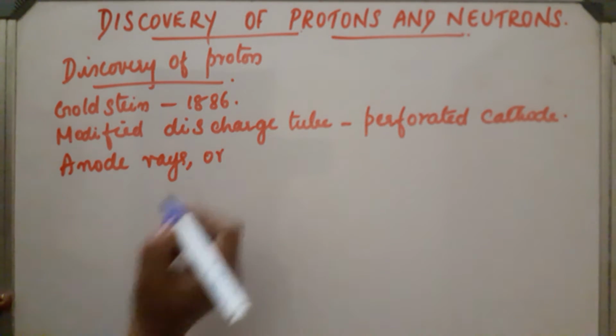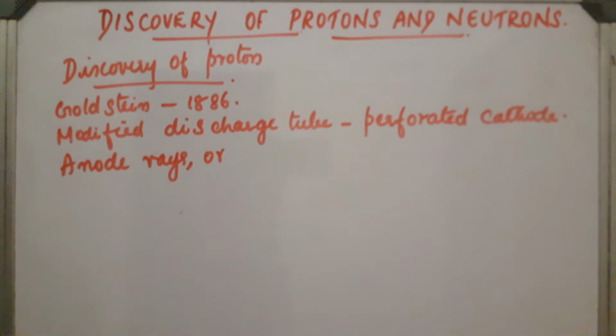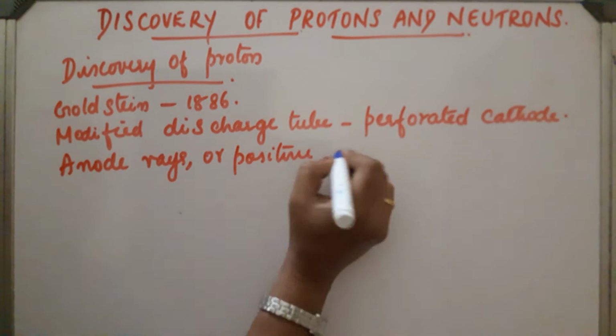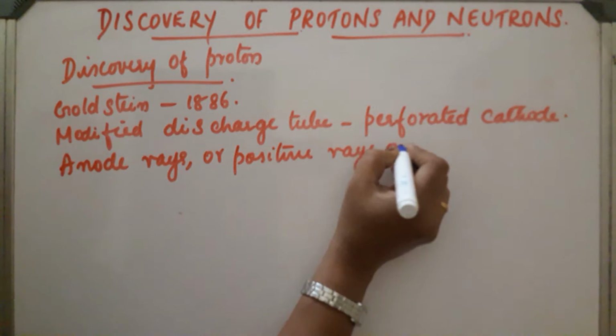and their charge is opposite to that of cathode rays. So they are called positive rays or canal rays.